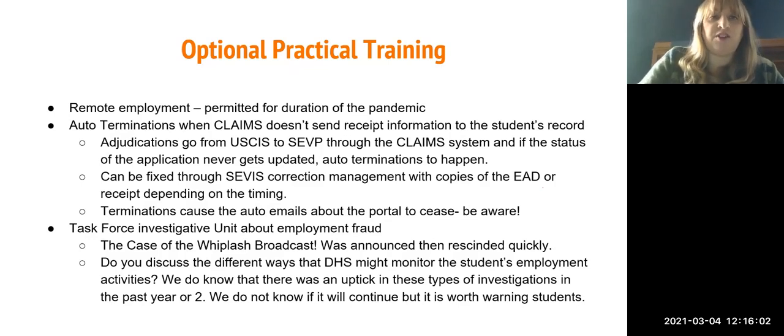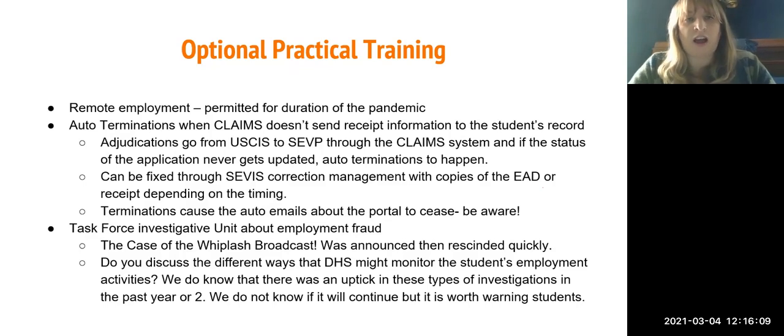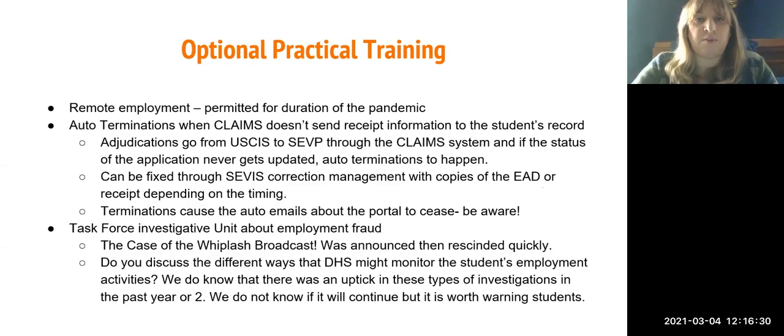So here are some additional issues that have come up with OPT. Remote employment, as we know right now, is permitted for the duration of the pandemic, with no changes to how it should be reported within SEVIS. Auto terminations happen when the claims system fails, which I would say is incredibly common. So if the claim system doesn't update the receipt information in the SEVIS record, records can be auto terminated or auto completed. And that is a long-standing problem between systems.